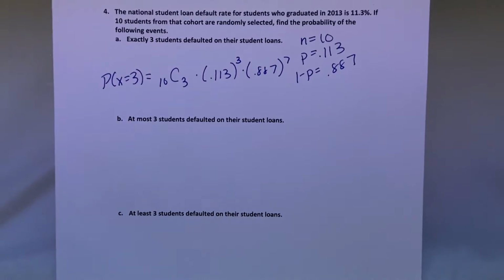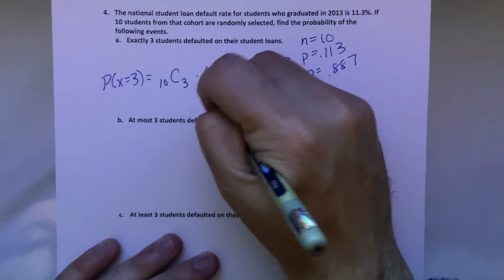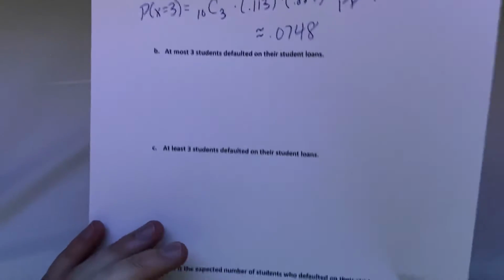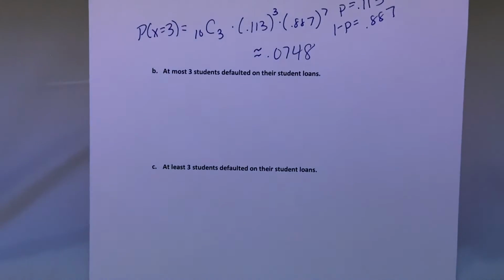And we go into the calculator from here. We have 10 nCr 3 times 0.113 to the third times 0.887 to the 7th to get 0.0748. We'll go 4 decimal places on this problem. About a 7.5% chance that exactly 3 defaulted. Okay, so this one's a little bit worse.